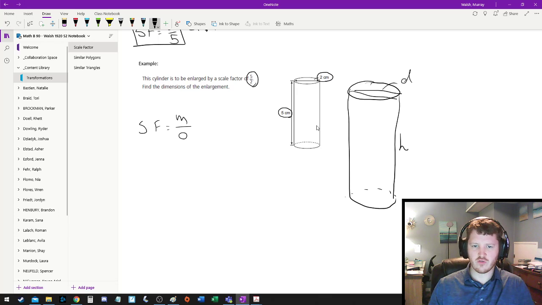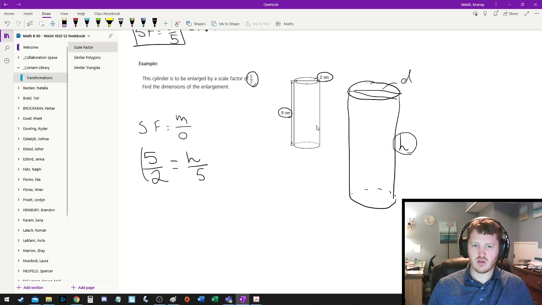Scale factor is model over original. This time we know our scale factor. And if we wanted to find our height, this is the height of our model, so that's going to go on the top. And for our original, our height was 5. So this is the equation that we set up, and this is the equation that we solved to find our new height.